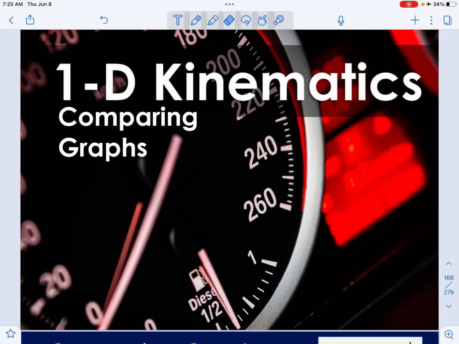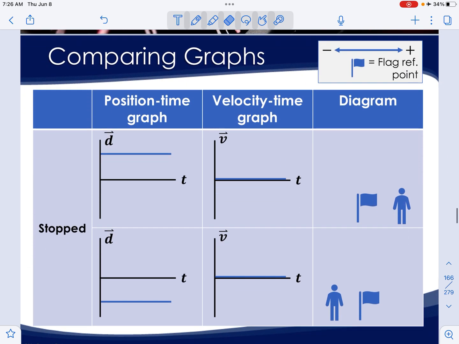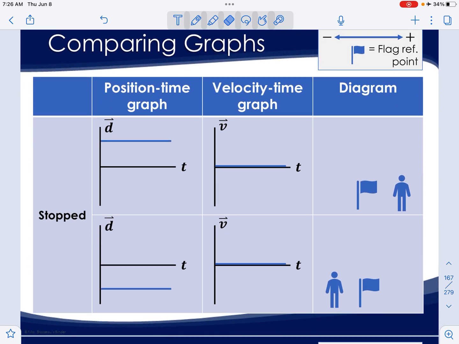Welcome to 1D Kinematics: Comparing Graphs. All right, so we're going to be comparing a lot of graphs today. I know it's a lot to take in. We took in a lot of information over the last 2 lessons, and now we're going to go through it again and make sure we're understanding.